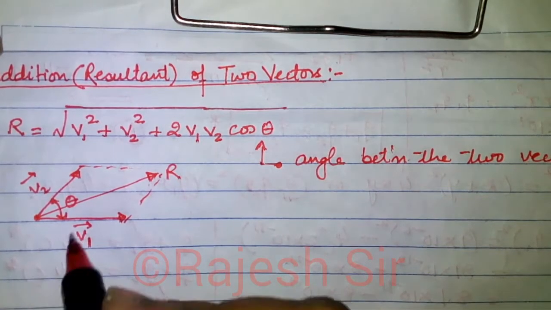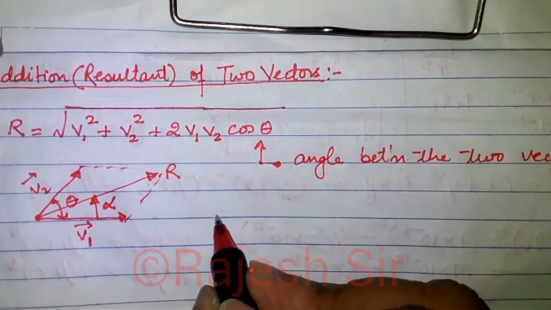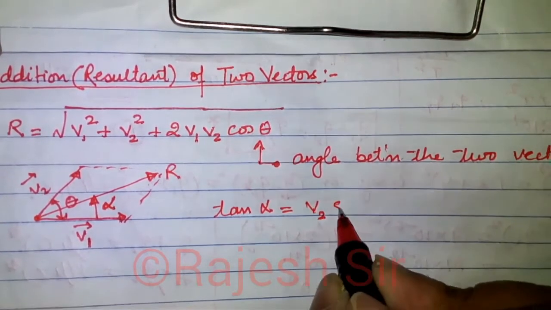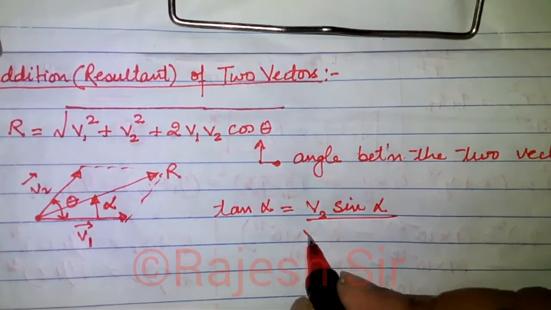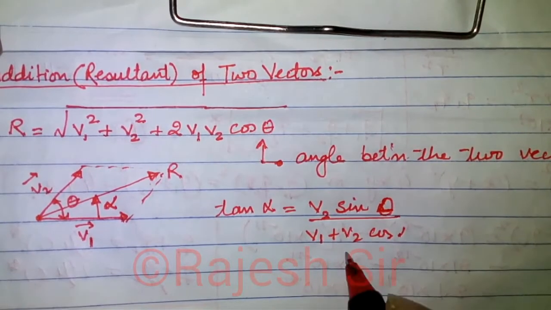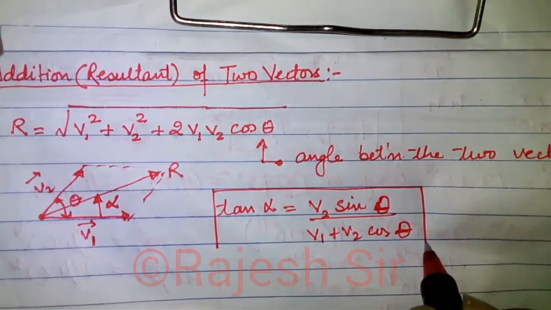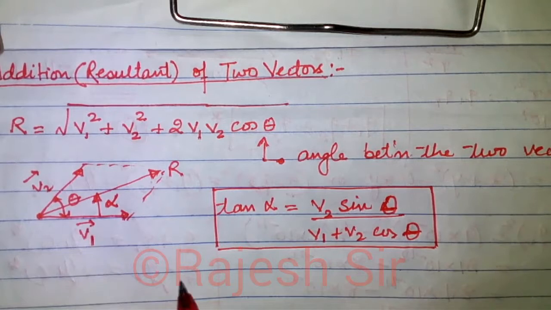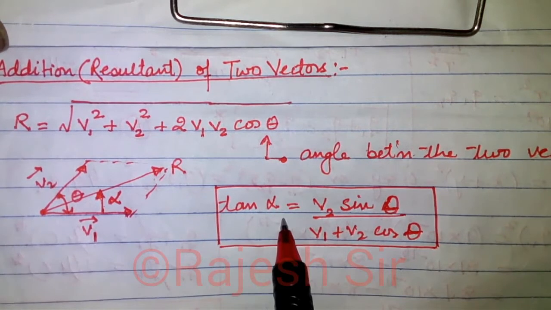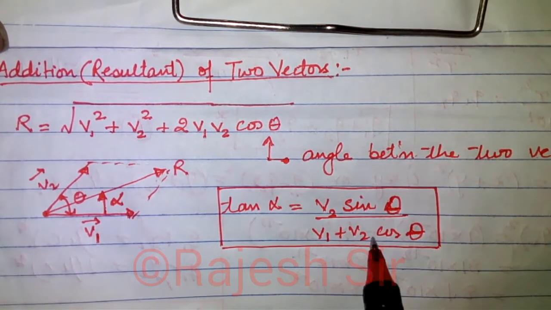The direction of the resultant vector, if I denote it by some angle alpha, can be found by using the formula tan alpha is equal to V2 sin theta upon V1 plus V2 cos theta. Please overlook the alpha I said earlier. The resultant would make an angle of alpha with the first vector V1, and that angle can be found using the formula tan alpha is equal to V2 sin theta upon V1 plus V2 cos theta.